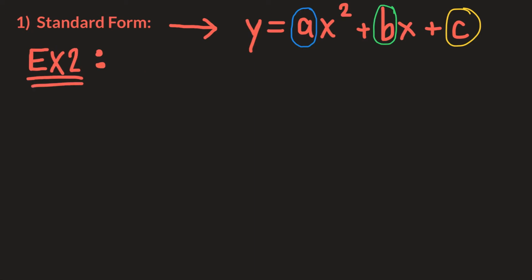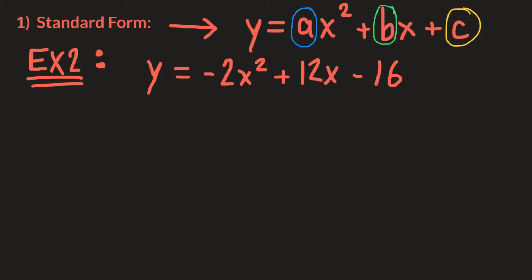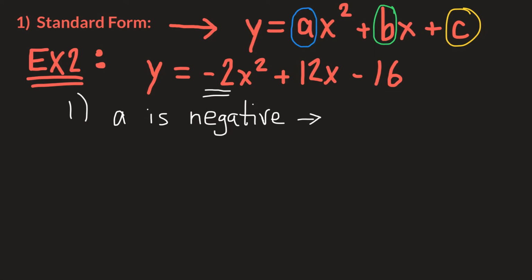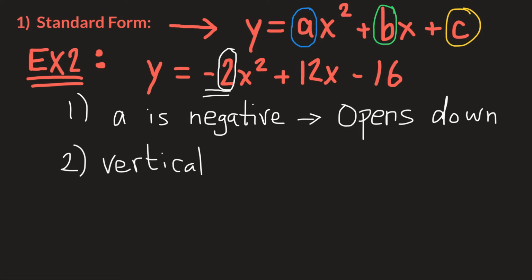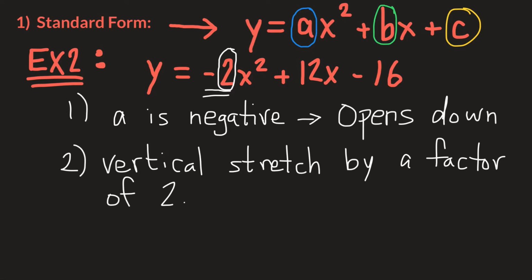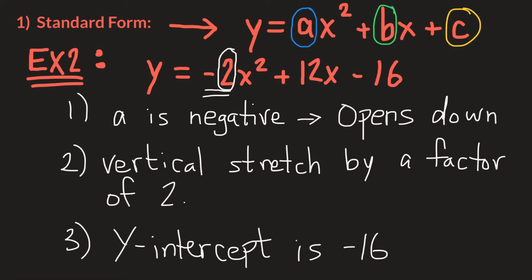In example 2, let's quickly indicate all the important things about this parabola. We will also attempt to graph it using a table of values. First, since a is -2, the negative sign indicates that this parabola is opening down. Second, since a is -2, the 2 indicates that there is a vertical stretch by a factor of 2. Last, we know that our y-intercept is -16 because that is our c value.